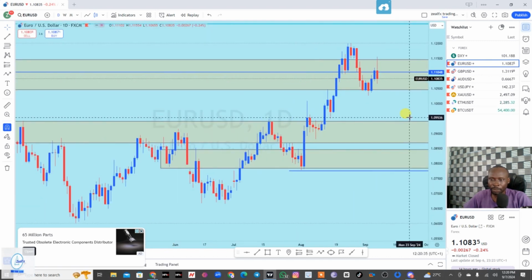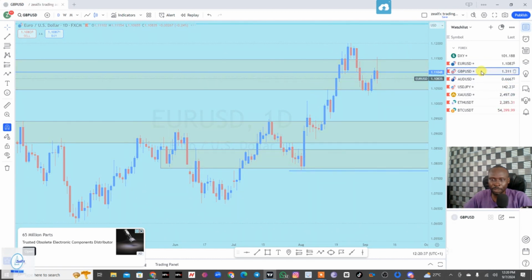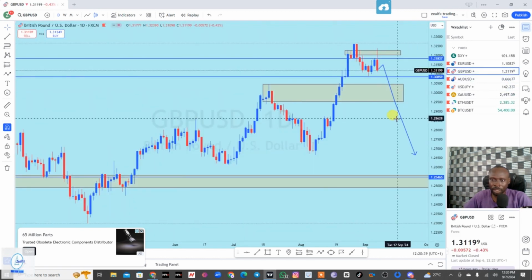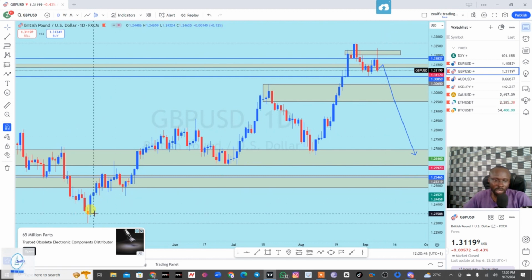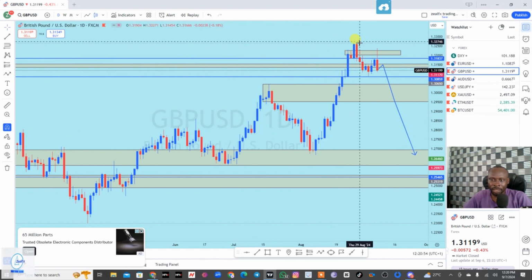So the next pair we'll be looking at now is the Great British Pound USD. The Great British Pound USD is also showing us a downtrend this week, because previously you can see that we had an uptrend, which is a higher low, higher low, higher low, which shows that the price was in what? Uptrend. But for our current trend now, you can see this trend is showing us a downtrend, which is we have a higher high and a lower high.